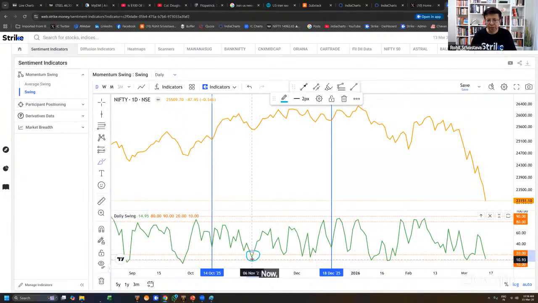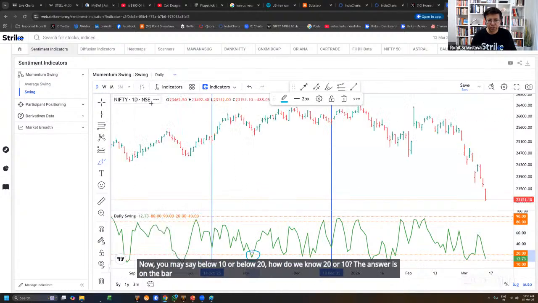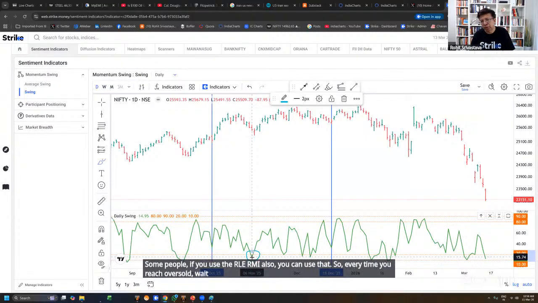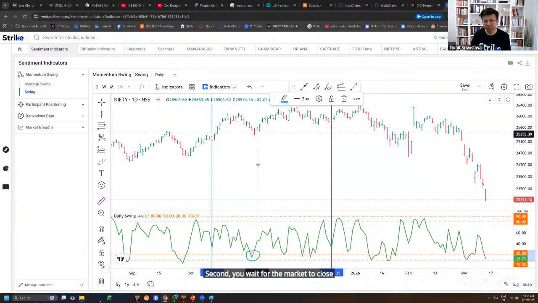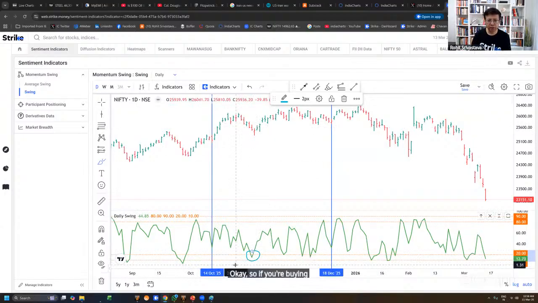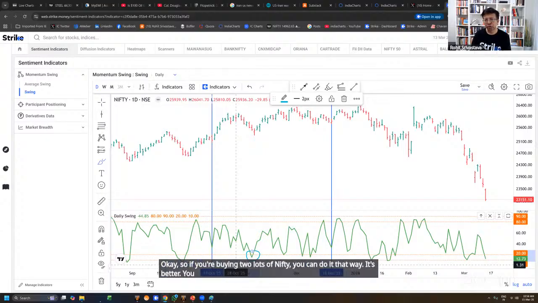Now, you may say below 10 or below 20, how do we know 20 or 10? The answer is on the bar chart. You wait for prices to stop falling and turn up. If you use the hourly RMI also, you can use that. So every time you reach oversold, wait for the hourly RMI to give you a buy signal, one entry. Second, you wait for the market to close positive, second entry. So you can actually do two entries. If you're buying two lots of Nifty, you can do it that way. You should not do only one.